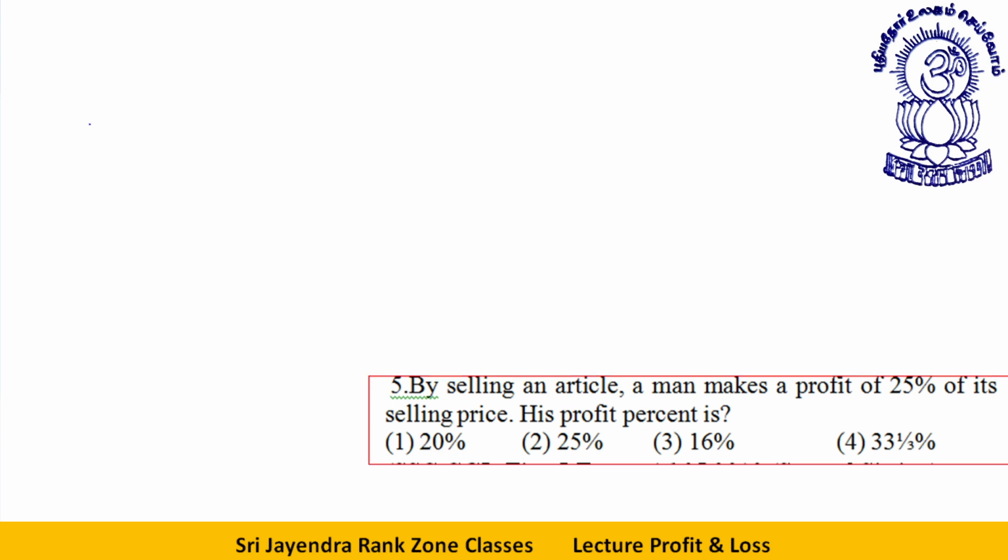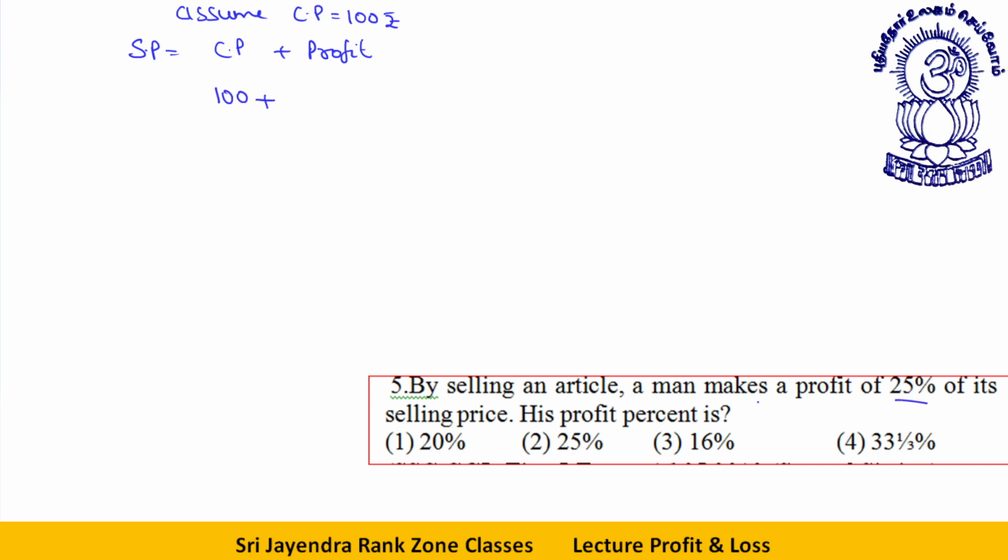By selling an article, a man makes a profit of 25% of his selling price. Find his profit percentage. See, what is the rule? Selling price is CP plus profit. Now, as usual, assume CP is equal to 100 rupees.